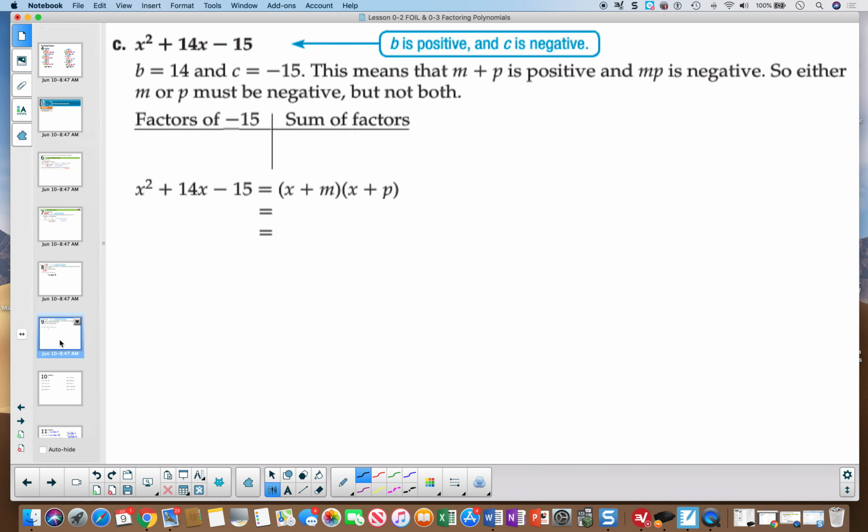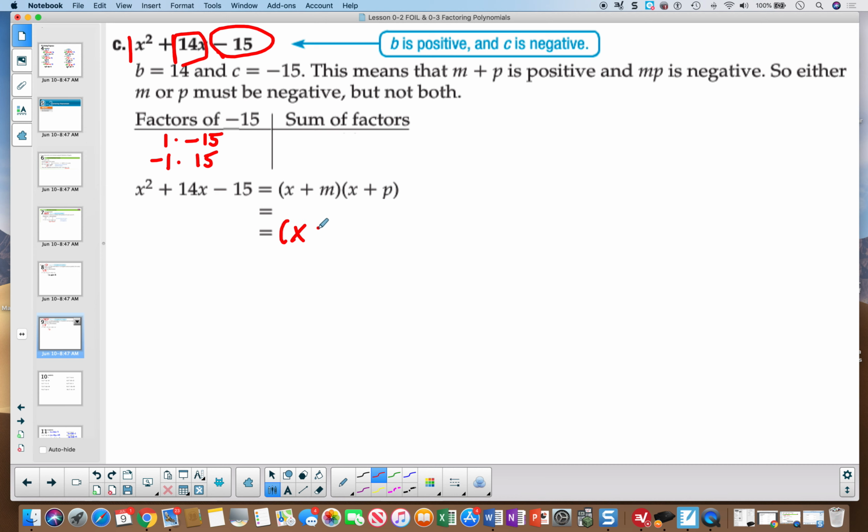Let's do it again. And again, this is a trinomial where the x squared coefficient is 1. So all we have to do is worry about factors of negative 15, and we got to make sure the sum will be 14. So one of the numbers we can use is positive 1 times negative 15. And you can see this sum is not what we want. But if we say negative 1 times positive 15, when we add these factors, we will get the 14, which is what we want. So now I know what to use.